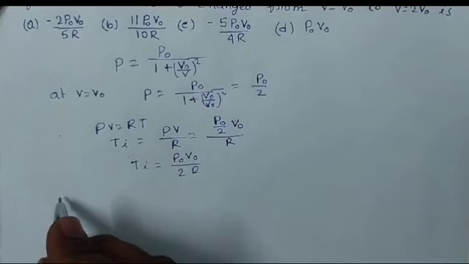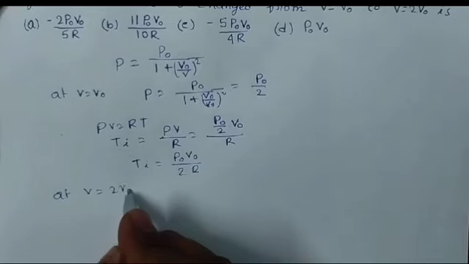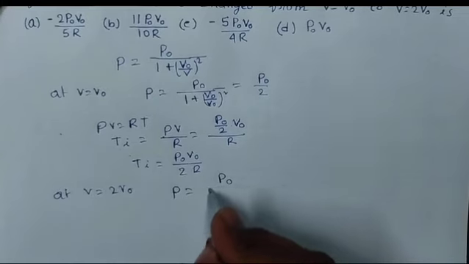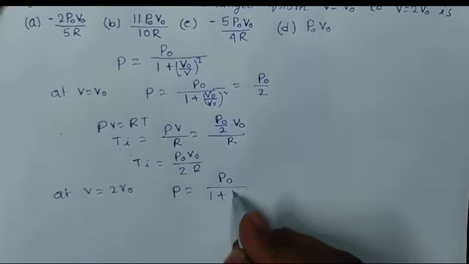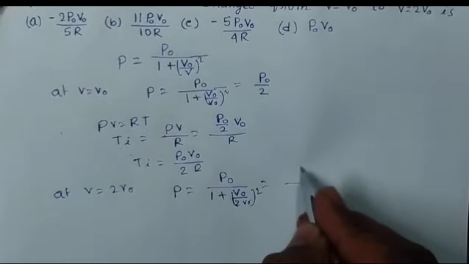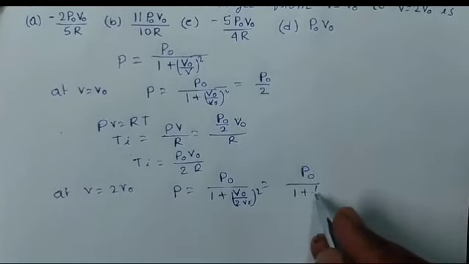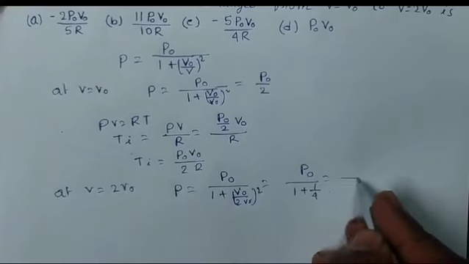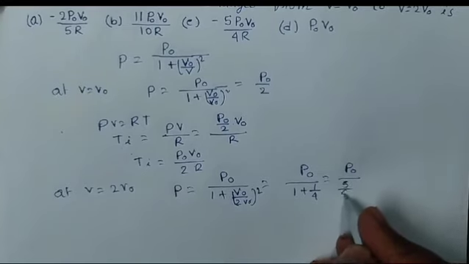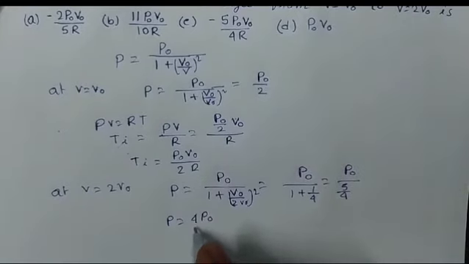Now at V equal to 2V0, pressure is P0 by 1 plus V0 by 2V0. So this is basically P0 by 1 plus 1 by 4. So P0, this is 5 by 4. So P equal to 4 P0 by 5.